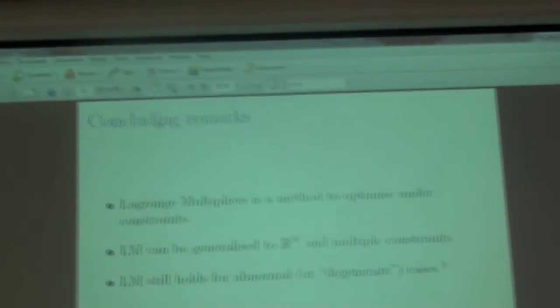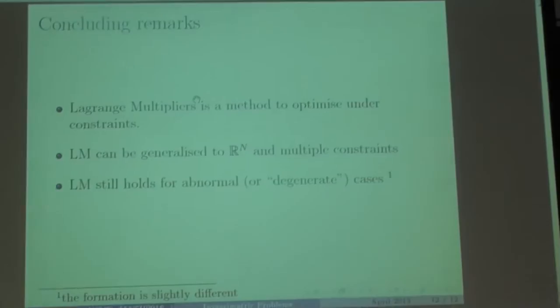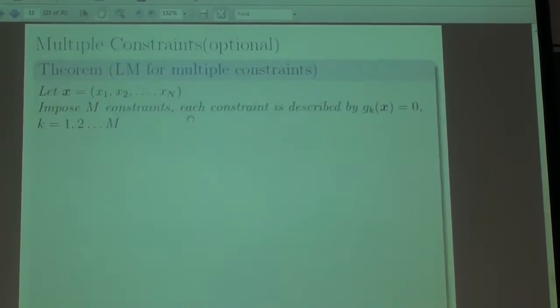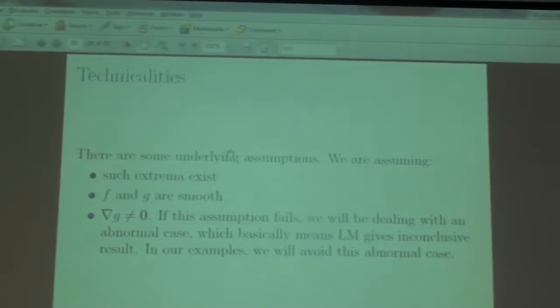Take any questions that you want to ask. Yeah, just a question about one of the assumptions. You said that we're assuming that solutions exist. If you can't solve the Lagrange multiplier equations, is that sufficient to tell you that there aren't solutions?